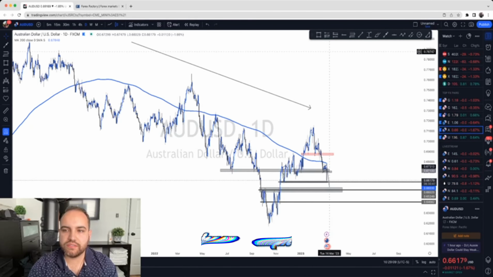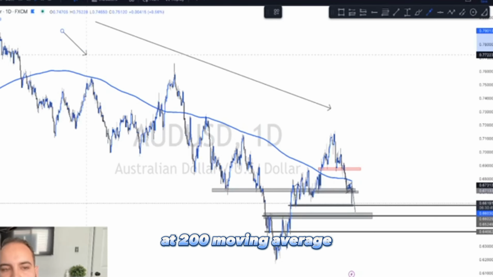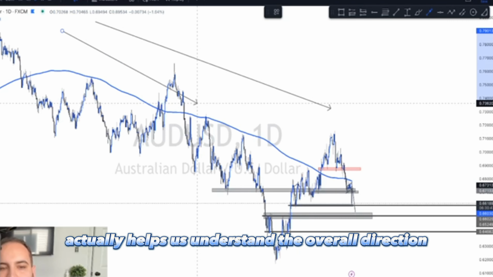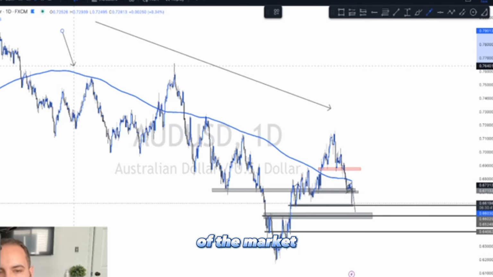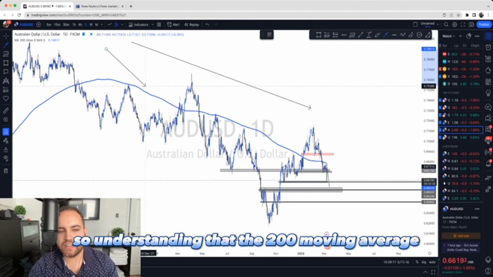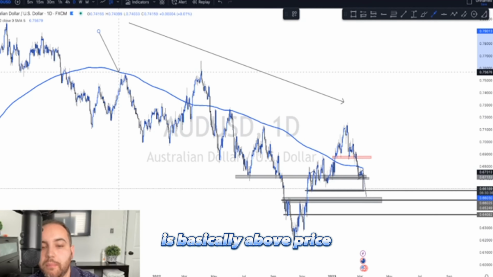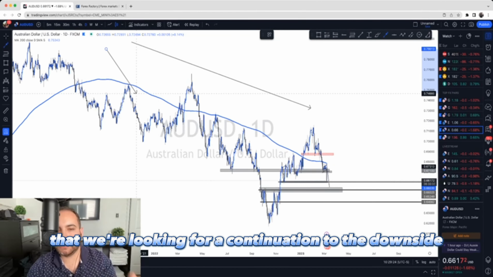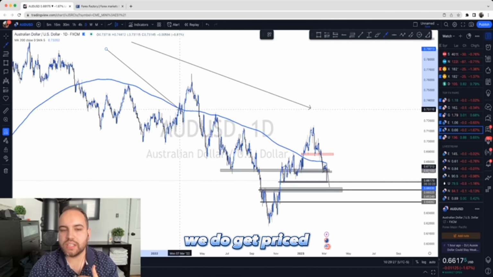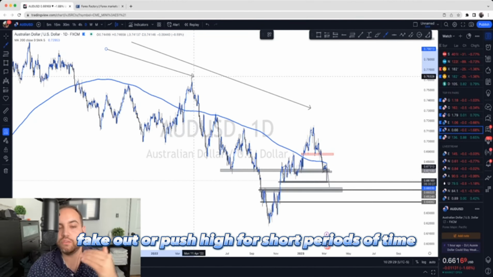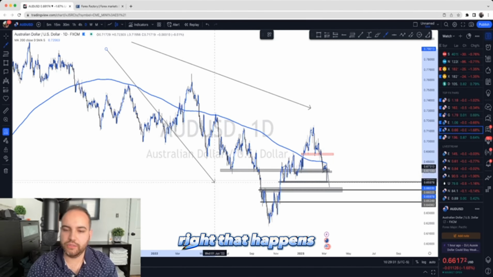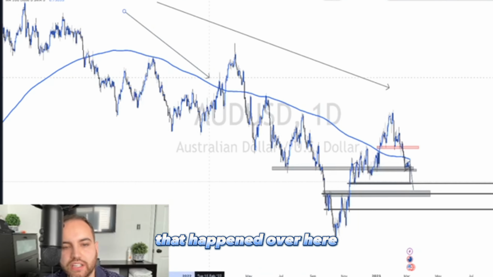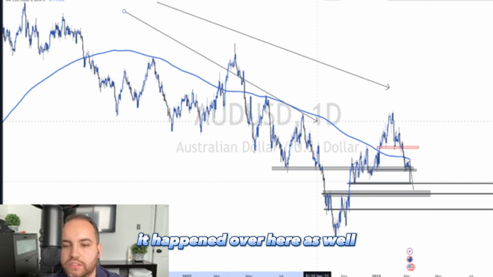Take a look closely, for example, at our 200 moving average, okay? Our 200 moving average actually helps us understand the overall direction of the market. So understanding that the 200 moving average is basically above price more often than not, this tells me as a trader that we're looking for a continuation to the downside. Now, sometimes we do get price fake out or push high for short periods of time and then push back in, right? That happens. That happened over here on this left-hand side. It happened over here as well.